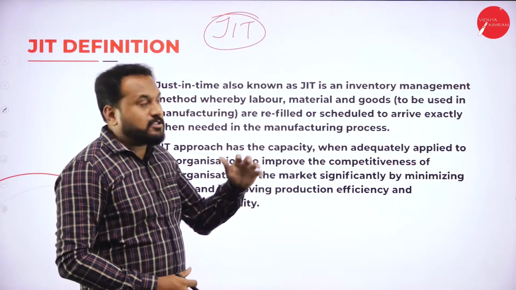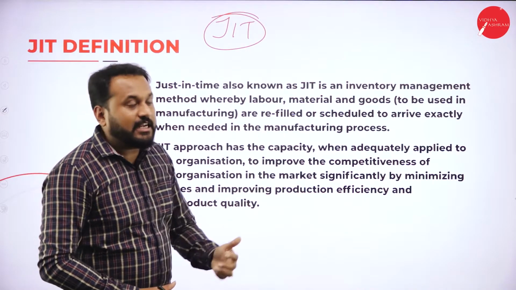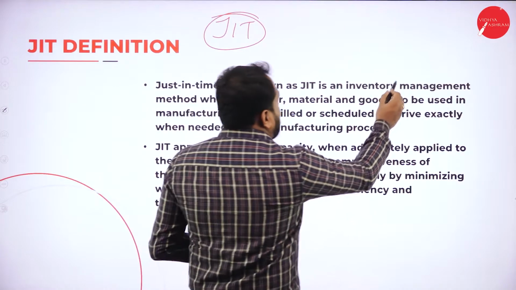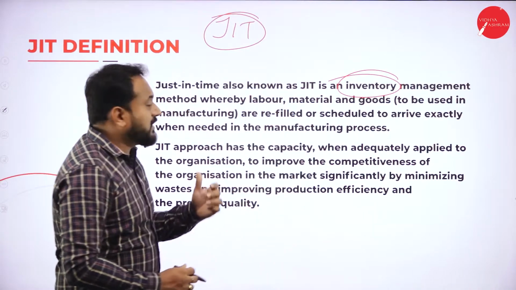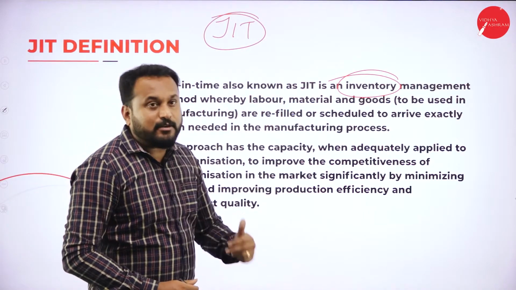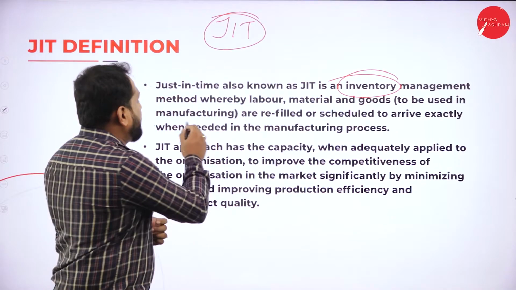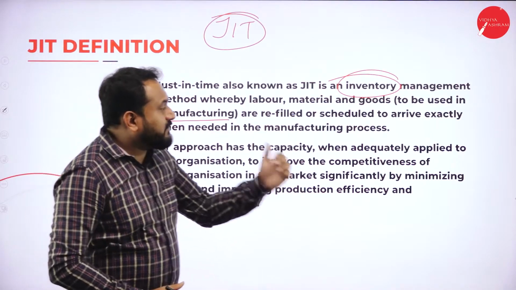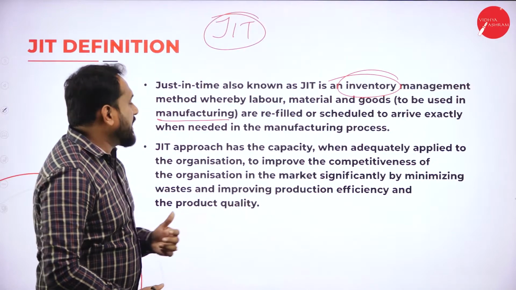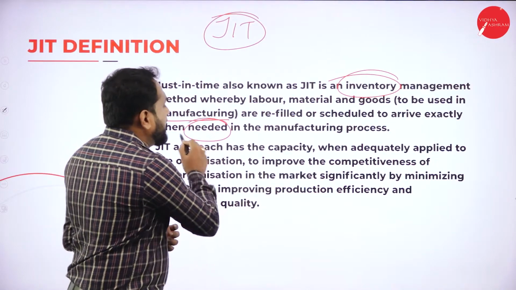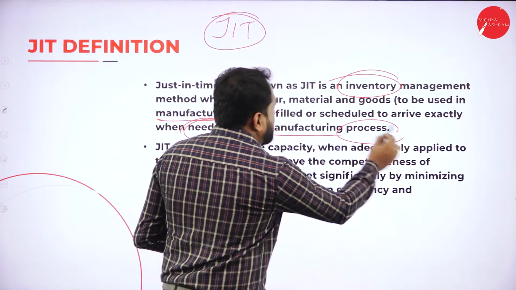So just in time, also known as JIT, is an inventory management method whereby labor, material and goods to be used in manufacturing are refilled or scheduled to arrive exactly when needed in the manufacturing process.